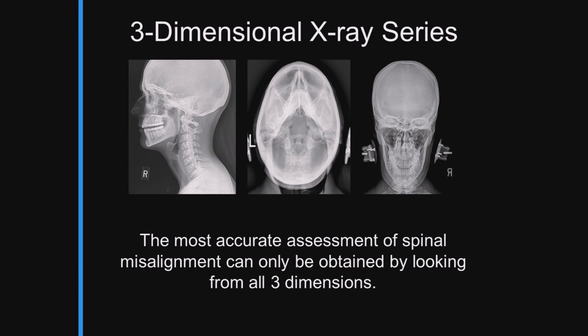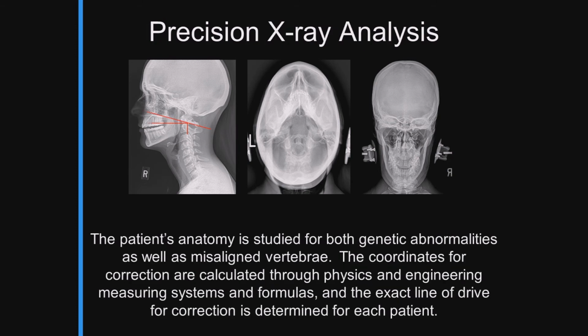And when we draw the lines on the film or on digital analysis, the patient's anatomy is studied for both the genetic abnormalities as well as misaligned vertebrae. The coordinates for correction are calculated through physics and engineering measuring systems and formulas, and the exact line of drive for correction is determined for each patient.